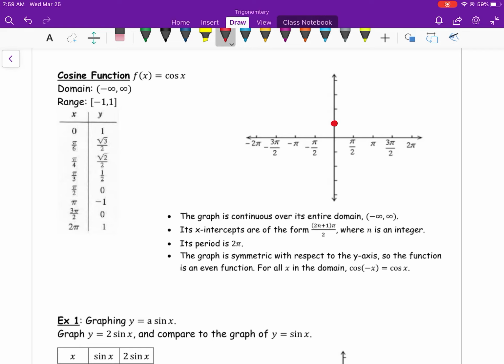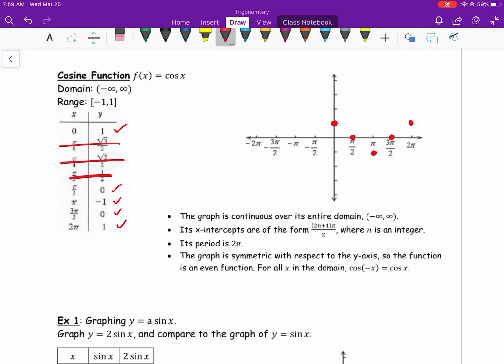Again, we'll graph the ones that are easy to graph. Pi over 6 isn't on there, nor pi over 4 or pi over 3. Pi over 2 is, so we go down to 0. Then we go down one more to -1, and now we start coming back up. It's like 3 points down, 3 points up. So 3 pi over 2 is 0, and 2 pi is 1.